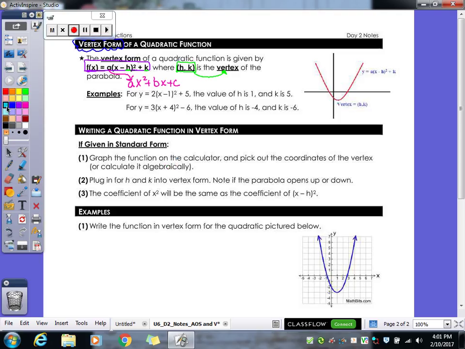So let's take a look at an example. I have y equals 2 times x minus 1 squared plus 5. So what happens is, in our original equation up here, it was minus h. So when I take this number out to make an h, I change the sign of it, so it becomes positive 1. So h is positive 1. Whatever number at the end is your k. So that means our vertex is the point 1, 5.